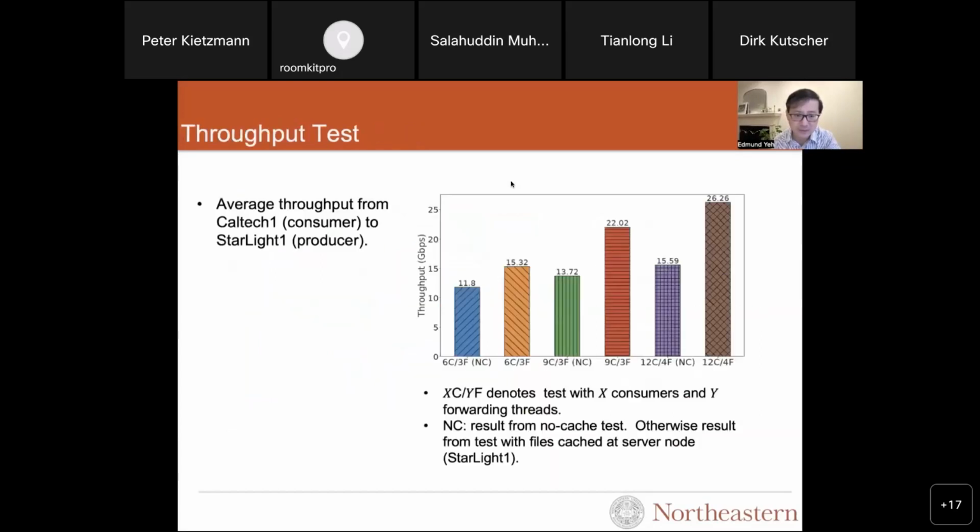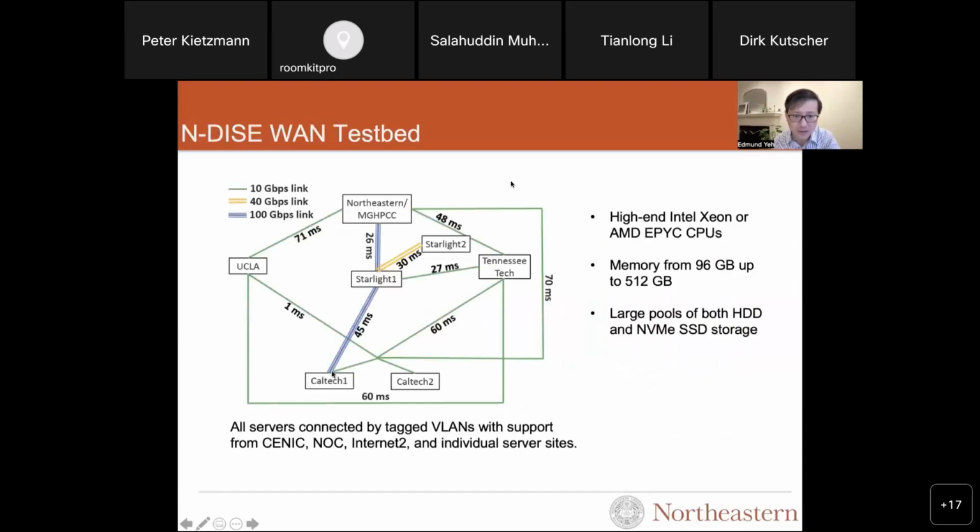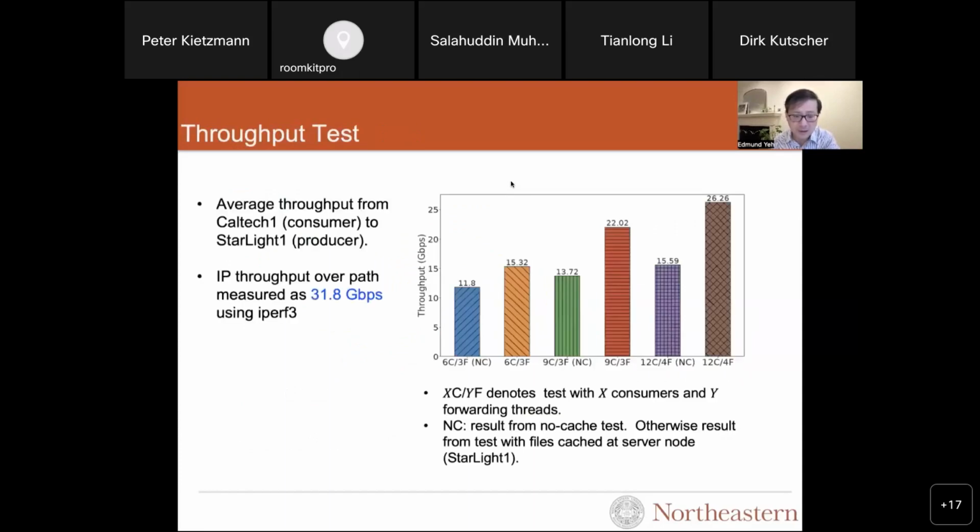So the first test that we did was a throughput test. We measured the average throughput from Caltech 1 to Starlight 1. Now this is a 100 gigabit link theoretical capacity, but when we actually measured the IP throughput over this path using iPerf3, it was 31.8 gigabits per second because, of course, there are other things going on on the link besides our project. We measured the throughput, and here is the throughput from Caltech 1 to Starlight 1. The x-axis indicates, when you see, for instance, 6C3F, that means that we're using 6 consumers and 3 forwarding threads, okay?